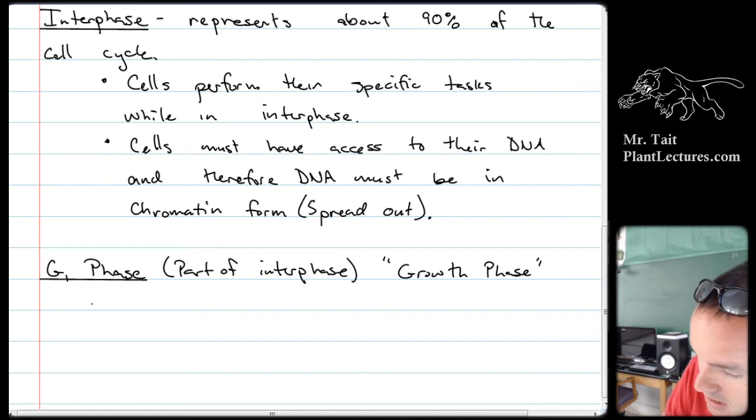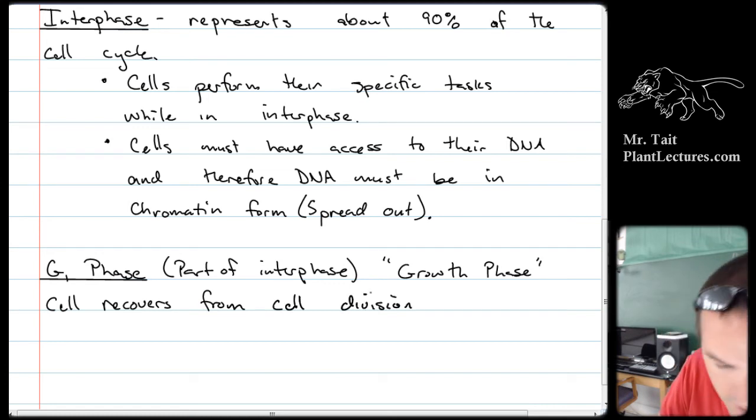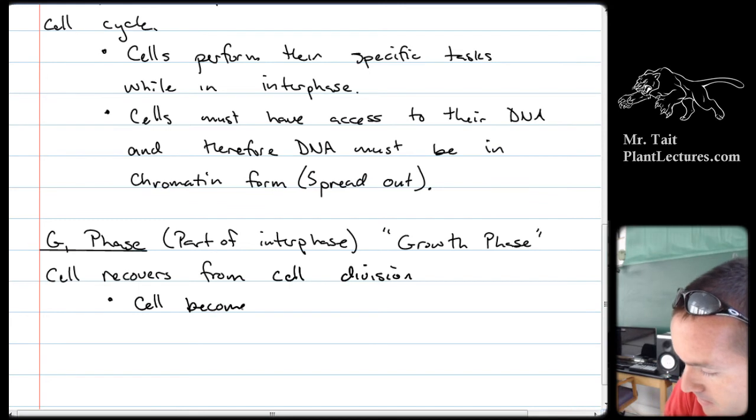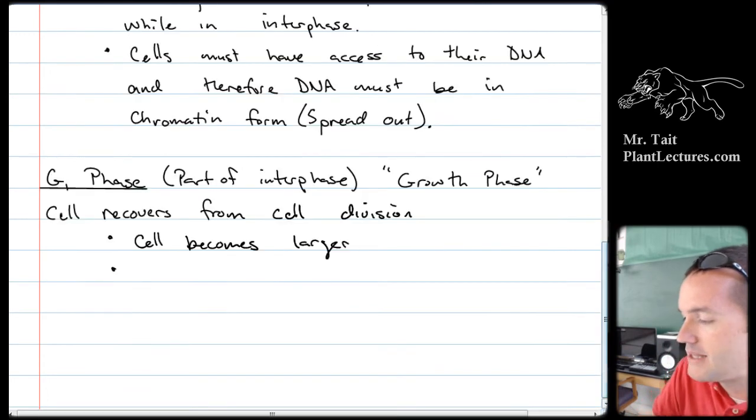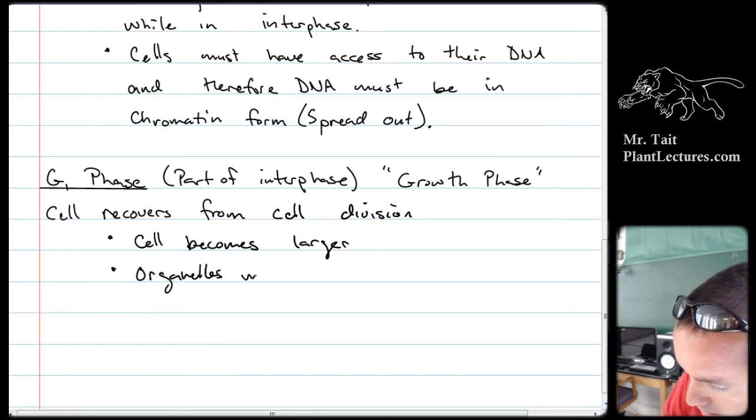We can say that the cell recovers from cell division. And it's going to do that by growing larger. The cell becomes larger. And it's going to do that by replacing the organelles so that there's the correct amount of organelles. So organelles must be replicated.